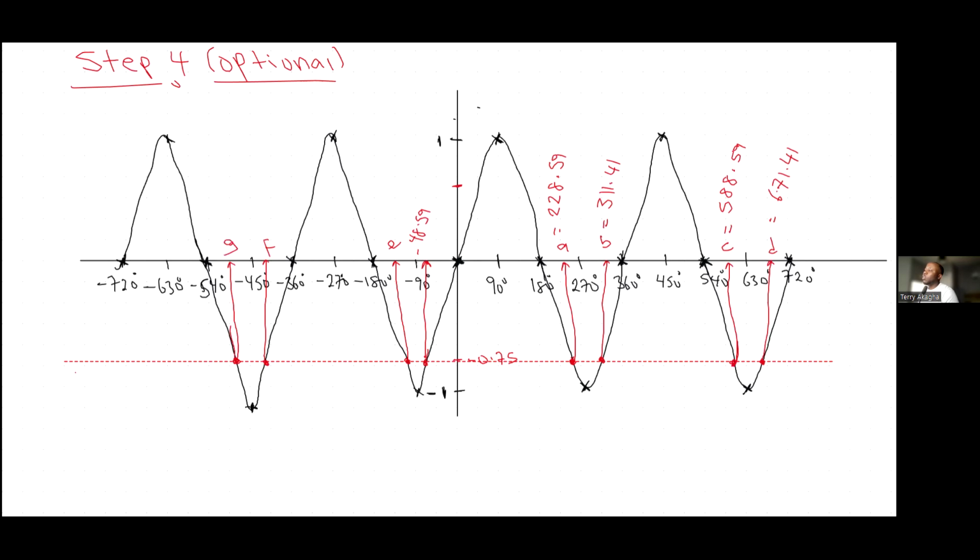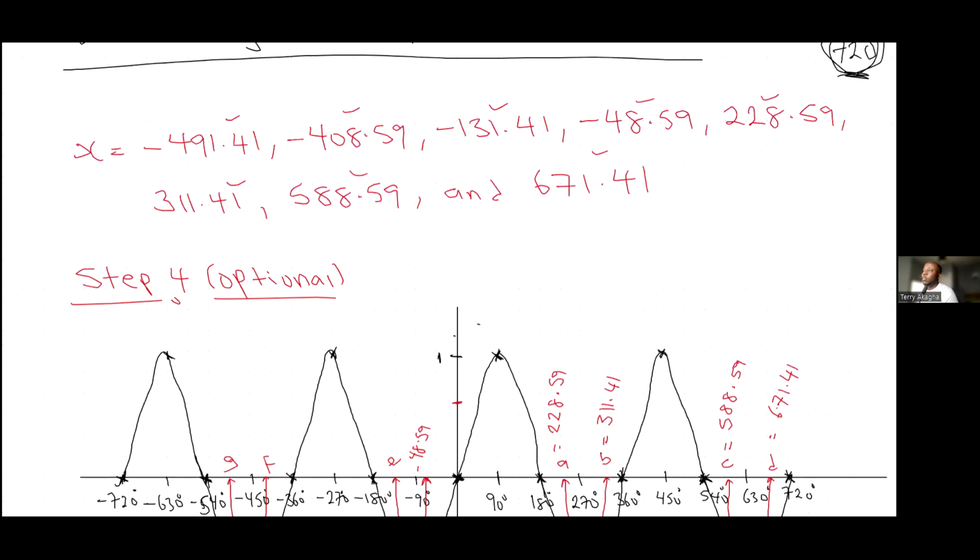Are you seeing it? So now the E is minus 48.59. For this one, it's going to be the minus 131.41. This is going to be the minus 408.59. Are you seeing it? And this is going to give you the minus 491.41. All right, and that is that for that.